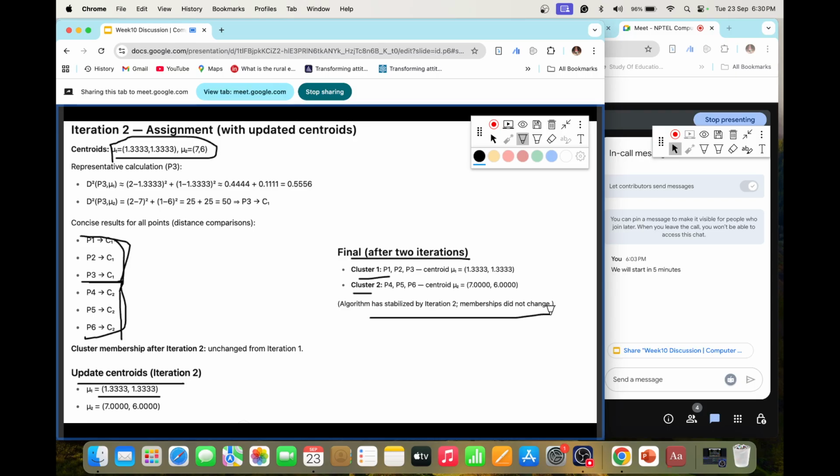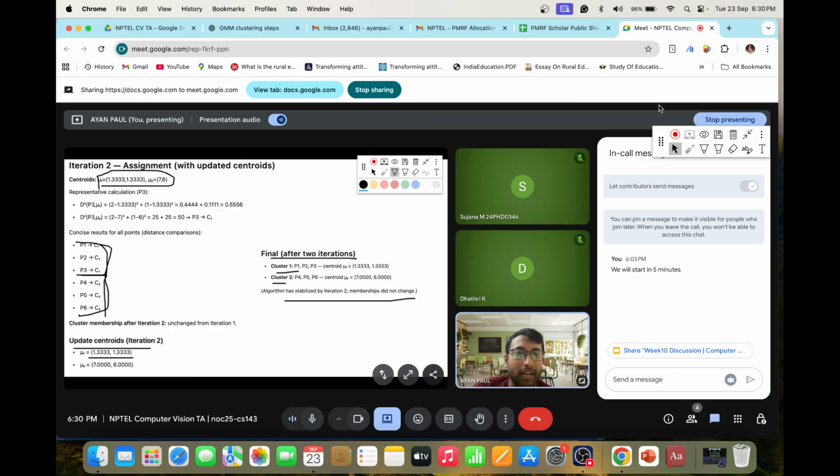So this is how you perform k-means clustering. Any doubt regarding how we performed it? Any doubt in any step, please ask. Dhatri, any doubt? Or Shujana, any doubt? You can ask, no problem, even a simple doubt. Okay, nice.